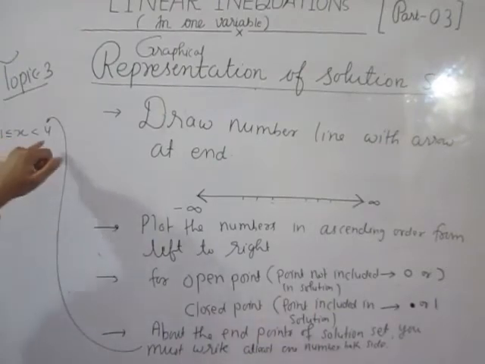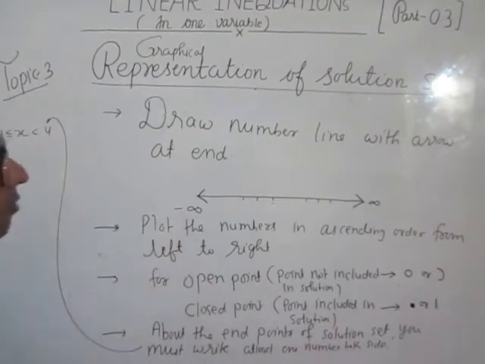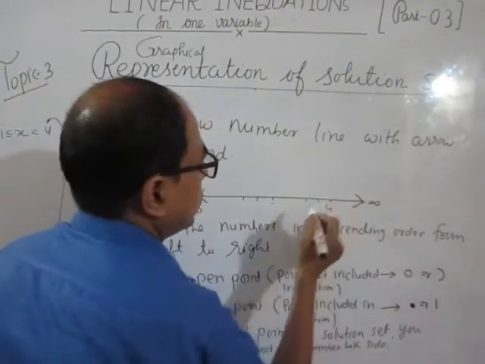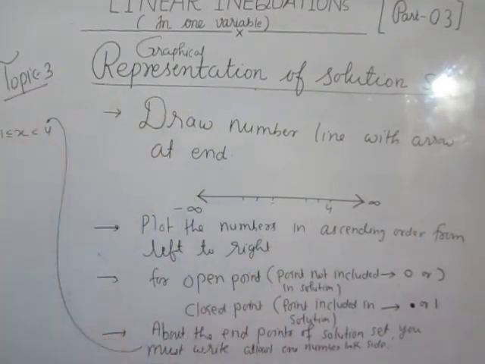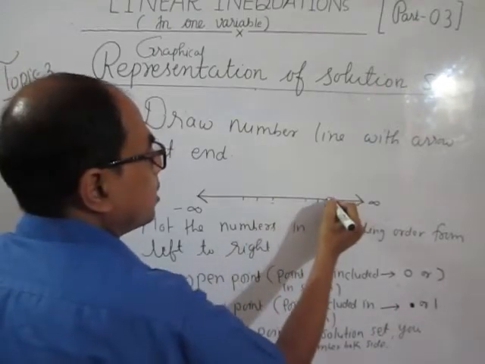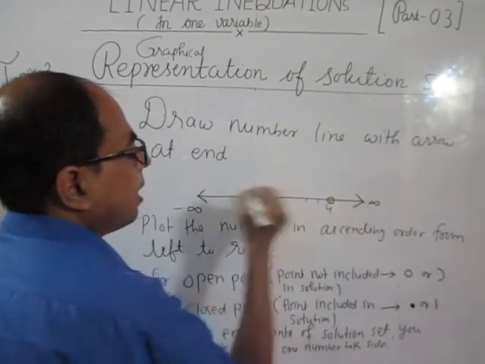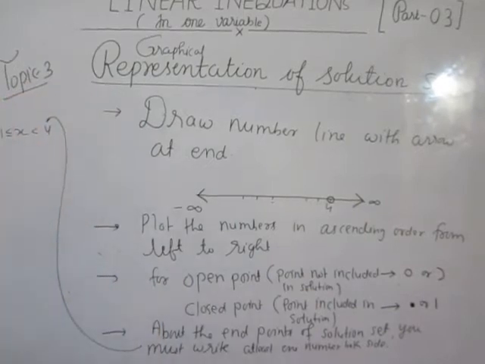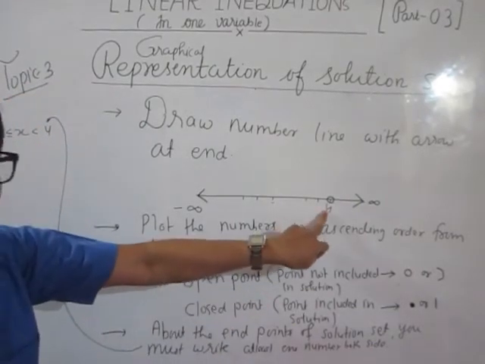So to indicate, suppose I will write here 4. So how can we know that this point is included or not included? So to indicate this, you can use empty ring. This empty ring indicates that this point is not included in the solution.